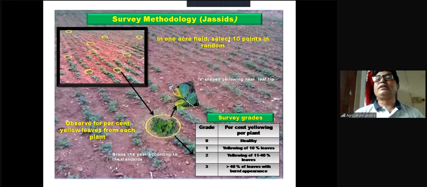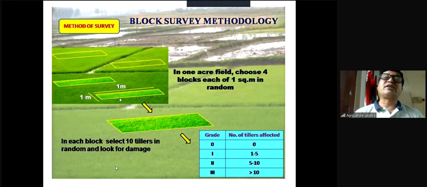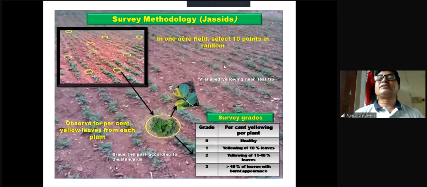In 1 acre field, select 10 points at random. The first one is the quadrant method or the block method because we selected the block. This is a point; we can say this is the point method or whatever. This is a big field of vegetables. 10 points: 1, 2, 3, 4, 5, 6, 7, 8, 9, 10.